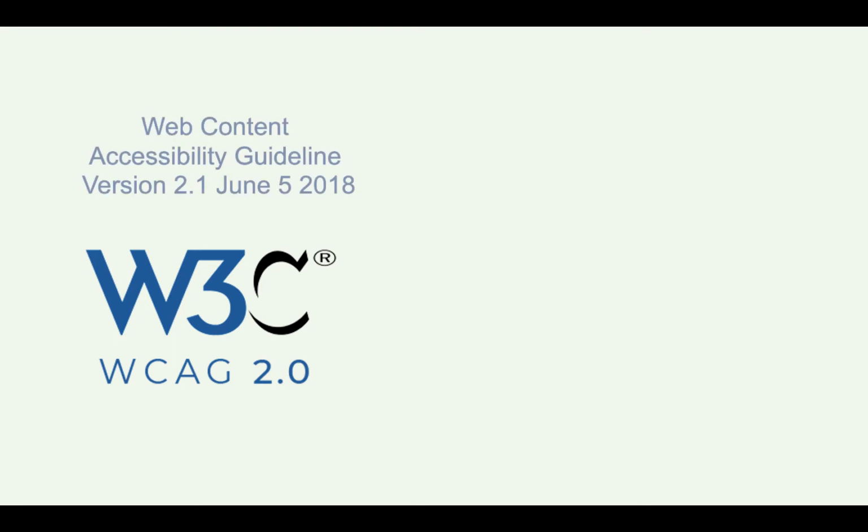WCAG, or Web Content Accessibility Guideline, version 2.1 was updated on June 5, 2018. It creates recommendations for making web content on desktops, laptops, tablets, and mobile devices more accessible to people with compromised abilities. It covers 4 most relevant guiding sections.